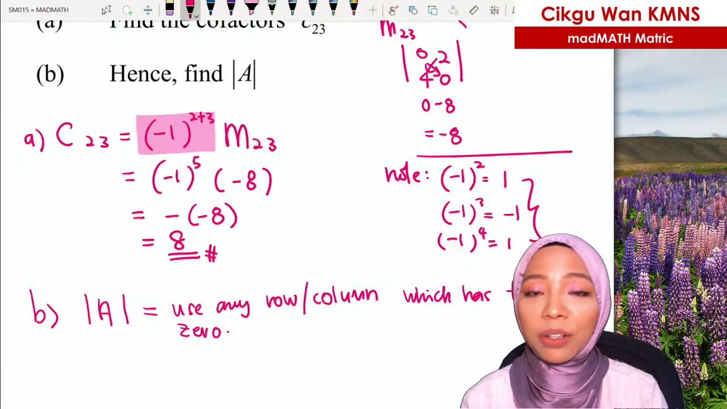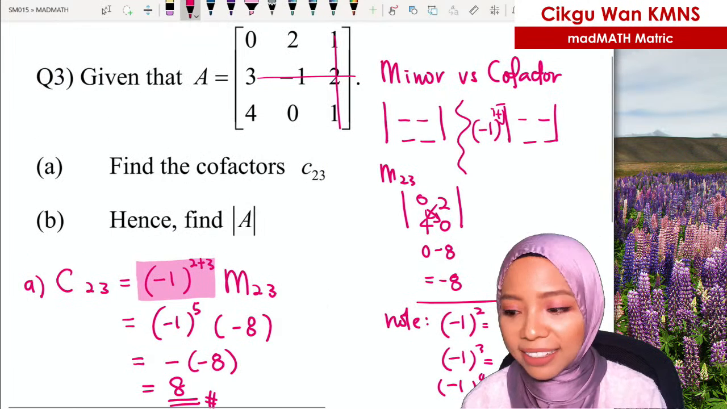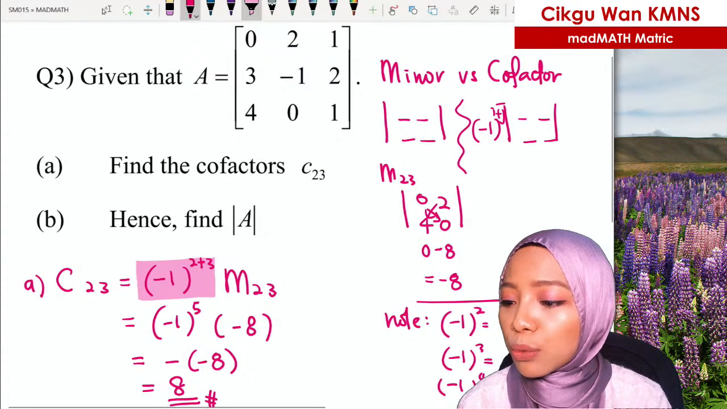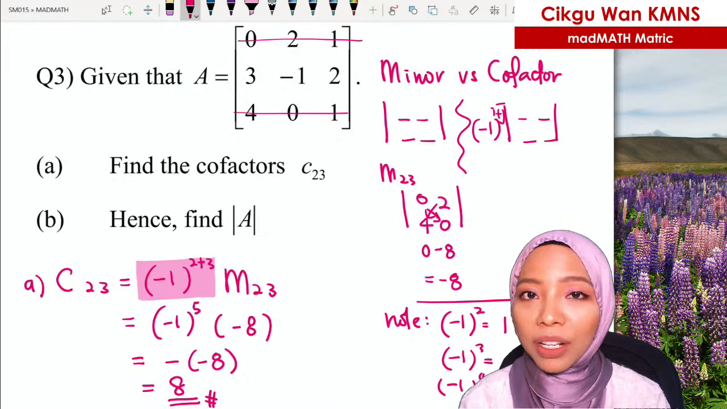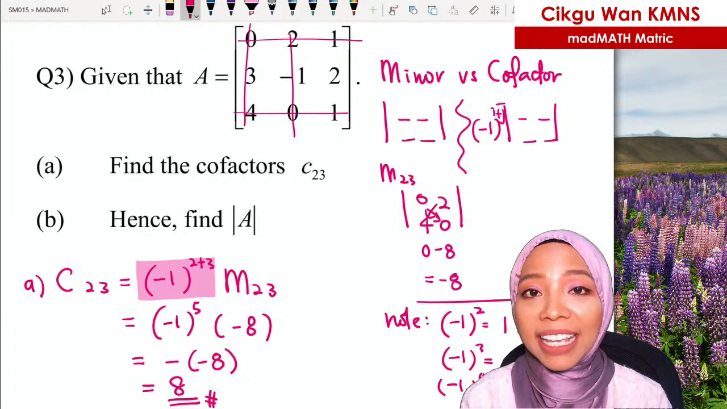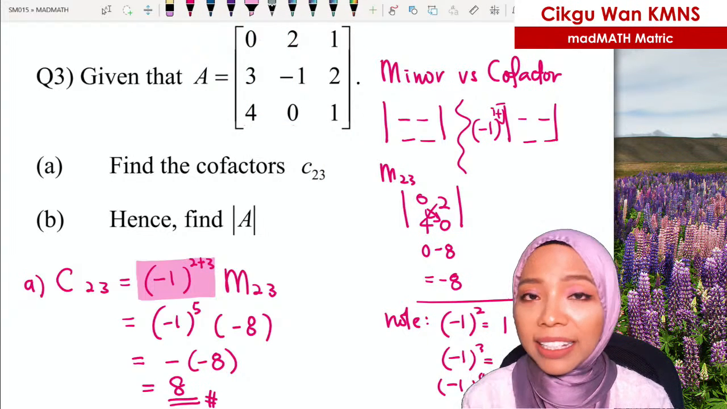Okay. Tapi kalau dah tak ada, semua elemen pun tak ada nilai zero. Macam dalam kes ni ada zero tak? Ada. Dalam kes ni kita nak ambil row mana? We can choose the first row or the third row. Ataupun the first column or the second column. Tapi biasa tak pening-pening lah. Kalau ada first, kita akan ambil yang first.